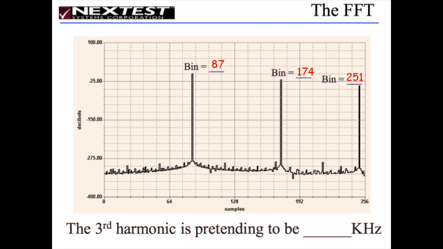If it's been 251, that's 251 times the Fourier frequency. We did that math earlier, and that comes out to be 490.234375 kilohertz. That's not the right frequency for the third harmonic. The third harmonic is actually up in bin 261. This is the alias of the third harmonic. So that's just the way it works.